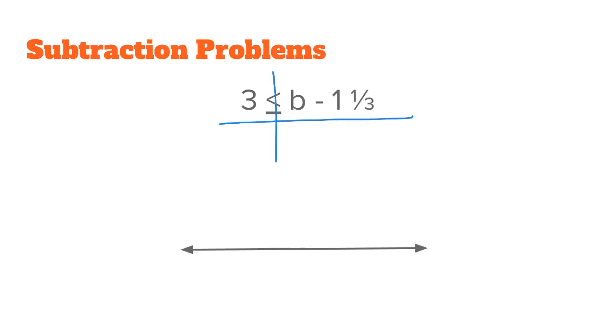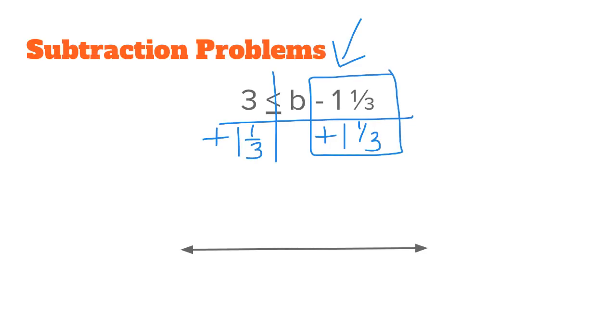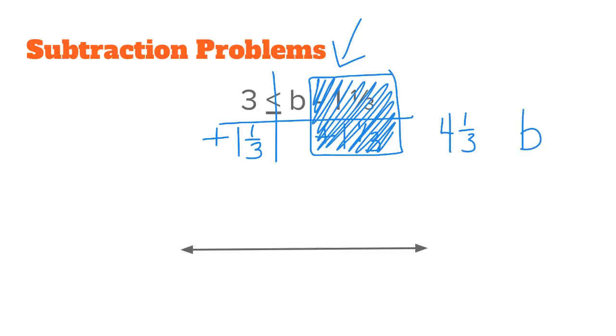Working on the side that has the variable. So we're talking about this side. And I want to get rid of a subtract 1 1/3. So I will do the inverse. I will add 1 1/3, not just to the right, but also to the left. And so that becomes nothing. It cancels. On the left, I have 3 plus 1 1/3 is 4 1/3. On the right, I have my variable, and I leave my symbol alone.